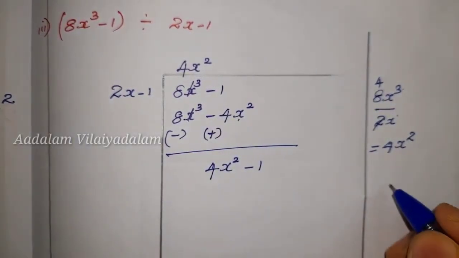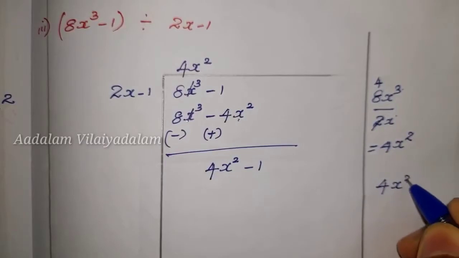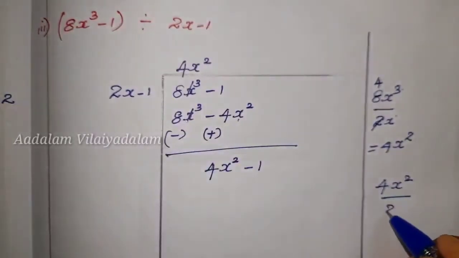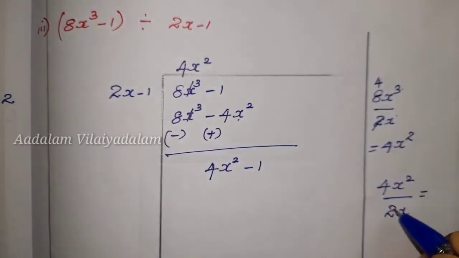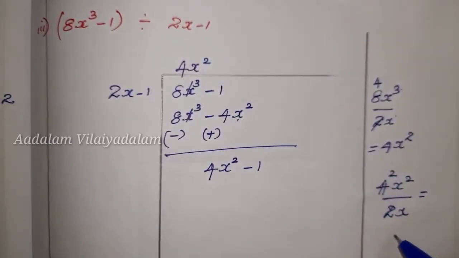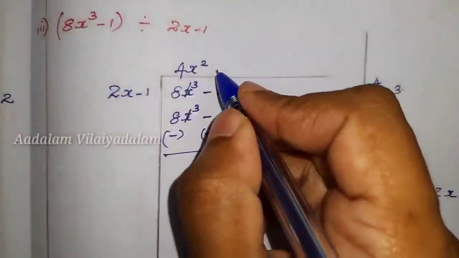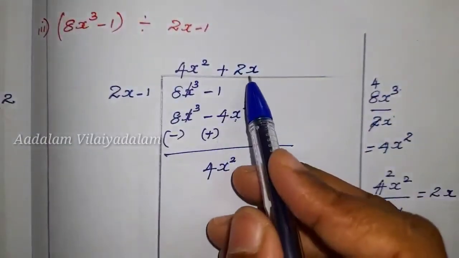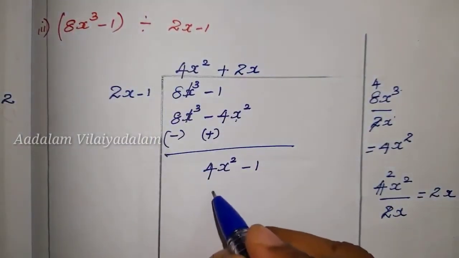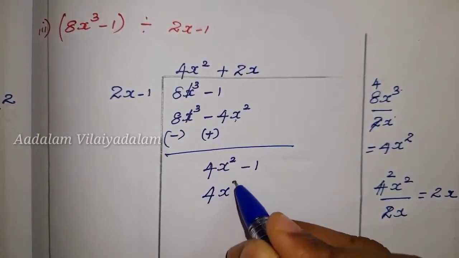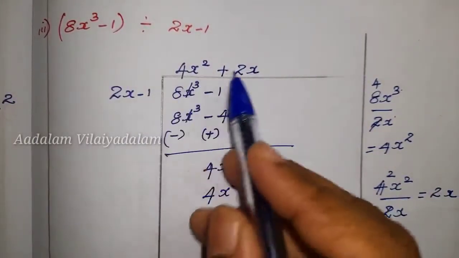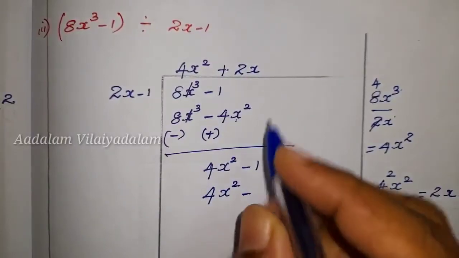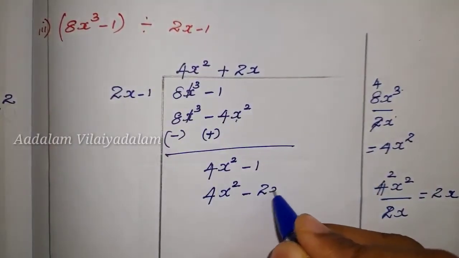So again 4x square divided by 2x. So here 2 table, 2 times. So x power 2 divided by x power 1, so the answer is x. So here the second term is 2x. Now multiply 2x into 2x, that is 4x square. So plus into minus, minus 2x into 1, 2x.